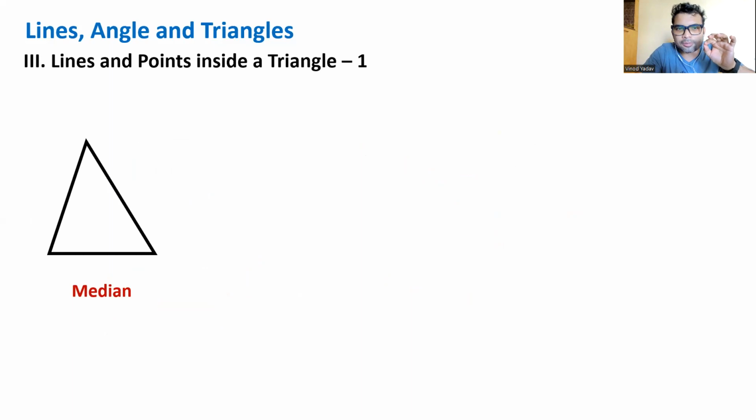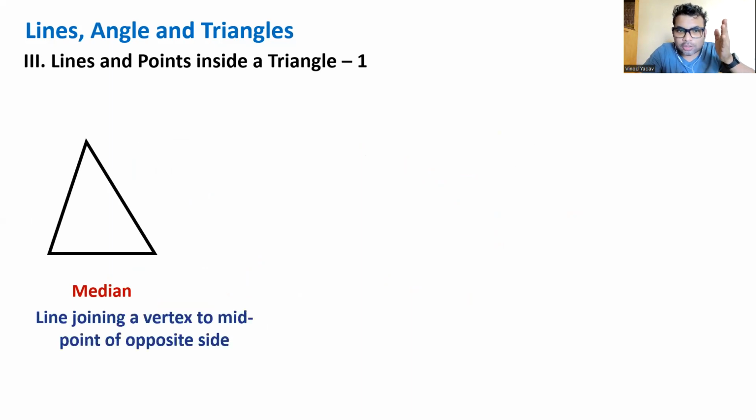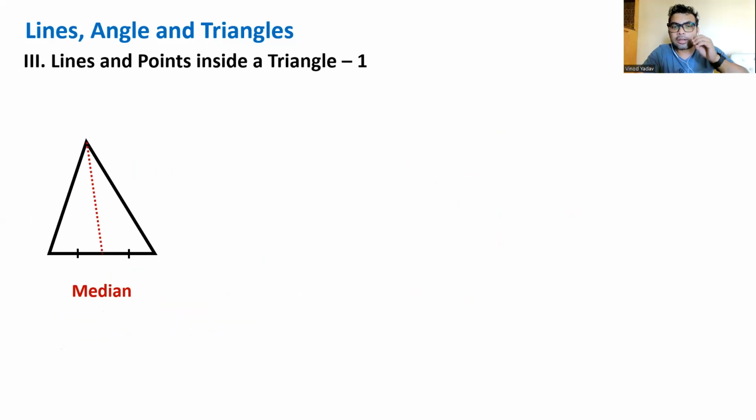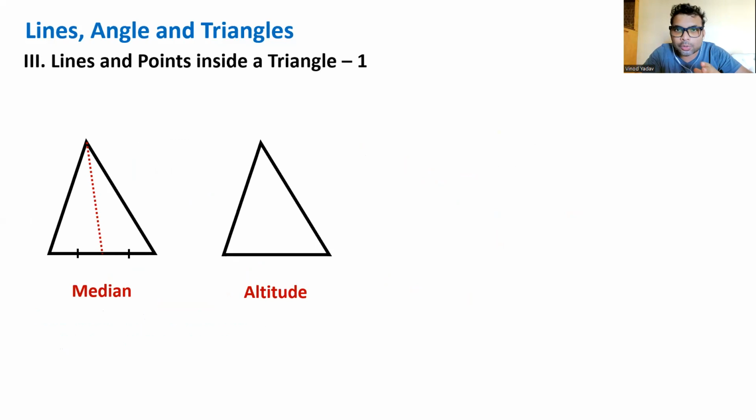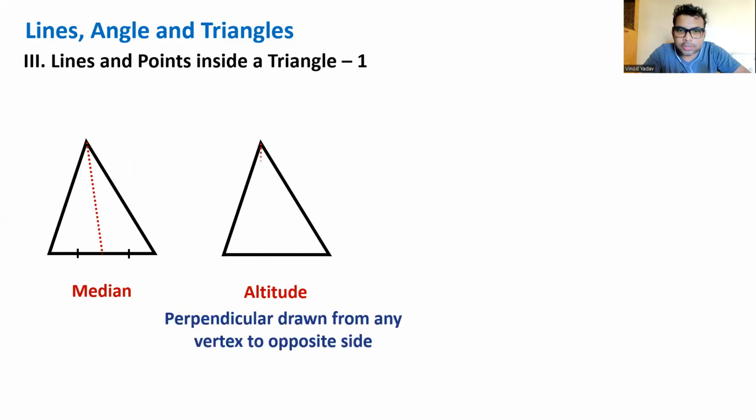Median. What is median? Yes, it's a line joining the vertex to midpoint of opposite side. The main thing is it should join the midpoint of opposite side. Next is altitude. What is altitude? From vertex, you just draw a perpendicular on the opposite side. It is called as altitude.